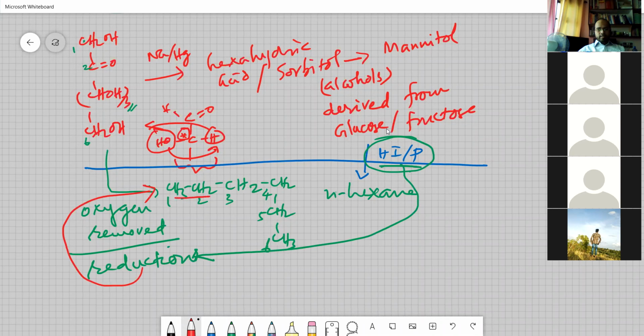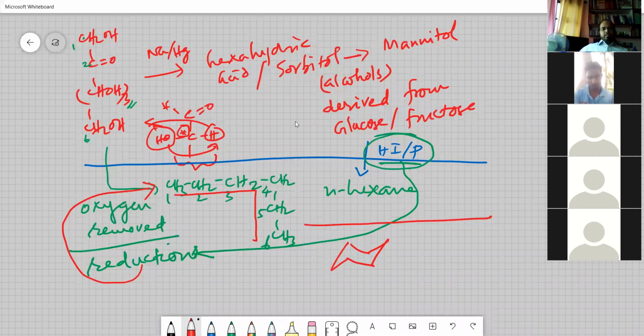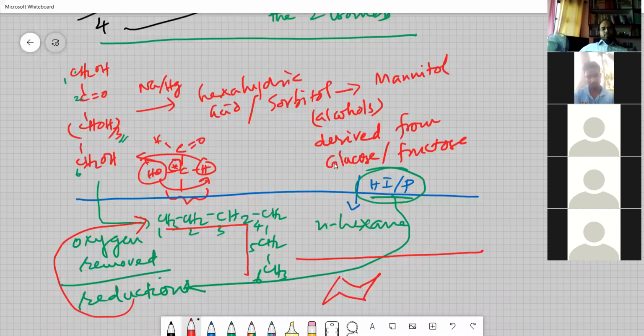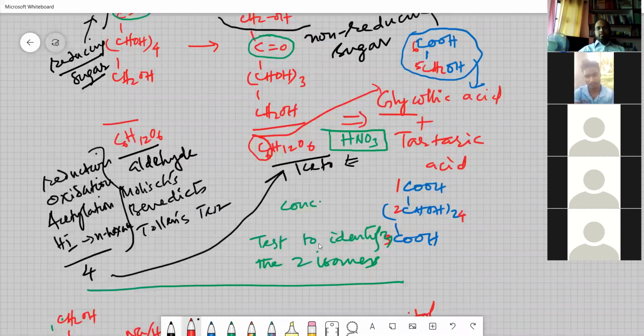N-hexane is a long-chain compound like this, but cyclohexane comes like this. That is the difference. So this is the second reaction. In the first reaction, what do you have to remember? You have to remember two acids, glycolic acid and tartaric acid. Glycolic acid is this one and tartaric acid is this one.